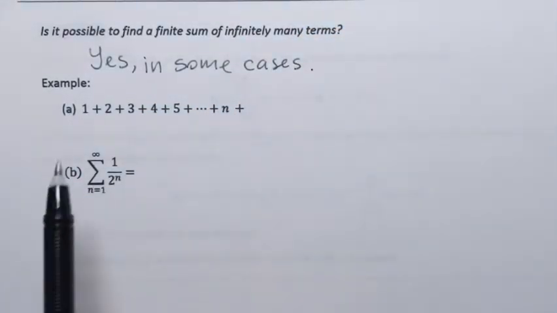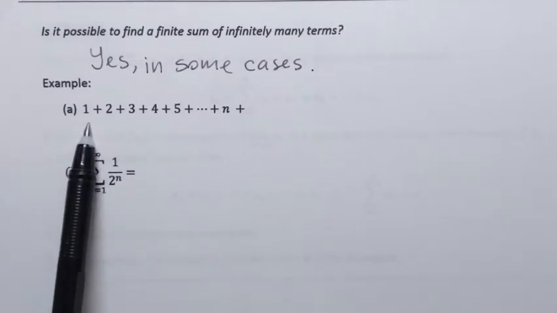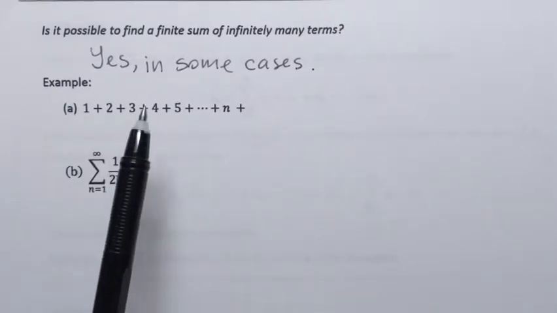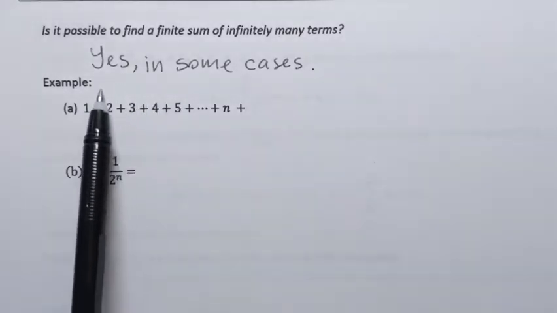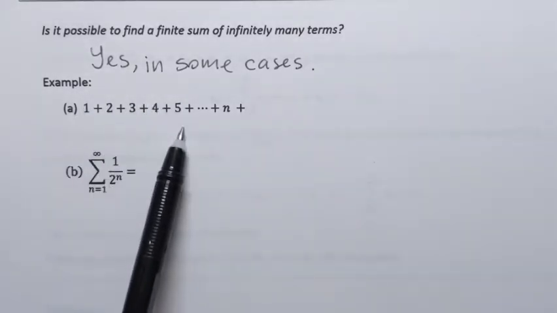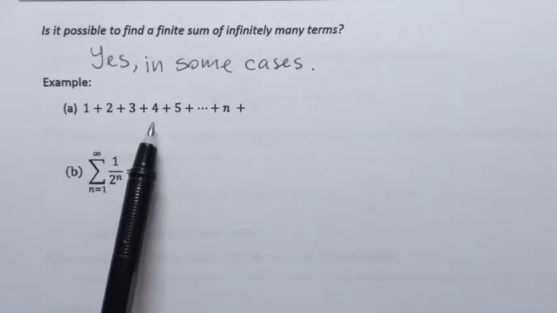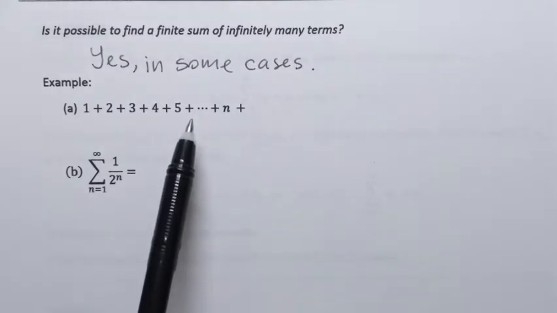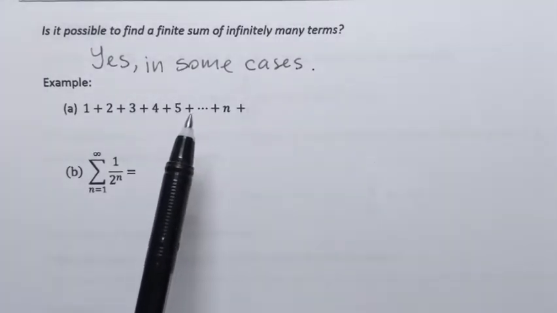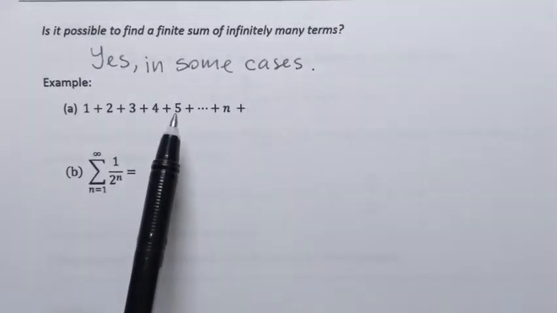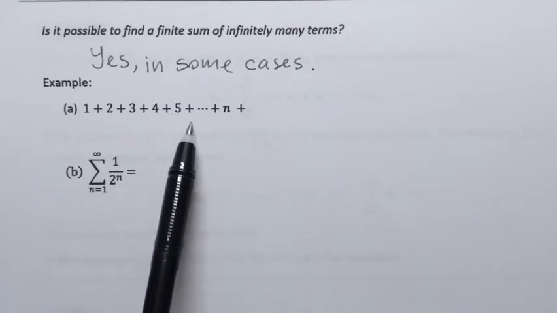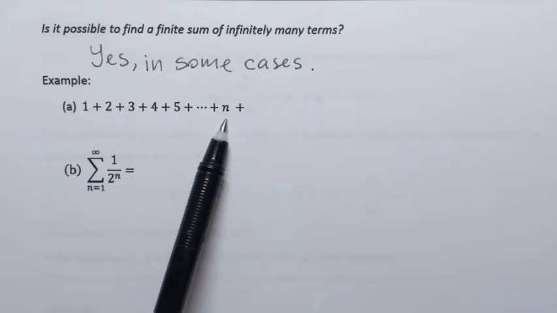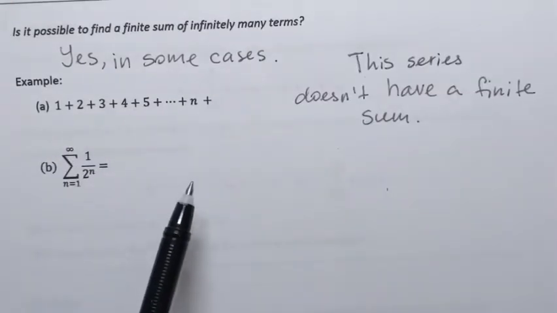So for example, if we consider the following series, which is basically the sum of all positive integers, what do you think? Will we get a finite number when we add infinitely many numbers like that, so they keep increasing? So I think you have a sense that, well, it's not going to be equal to anything finite. It's going to be something infinitely large, right? So in this case, this series doesn't have a finite sum.